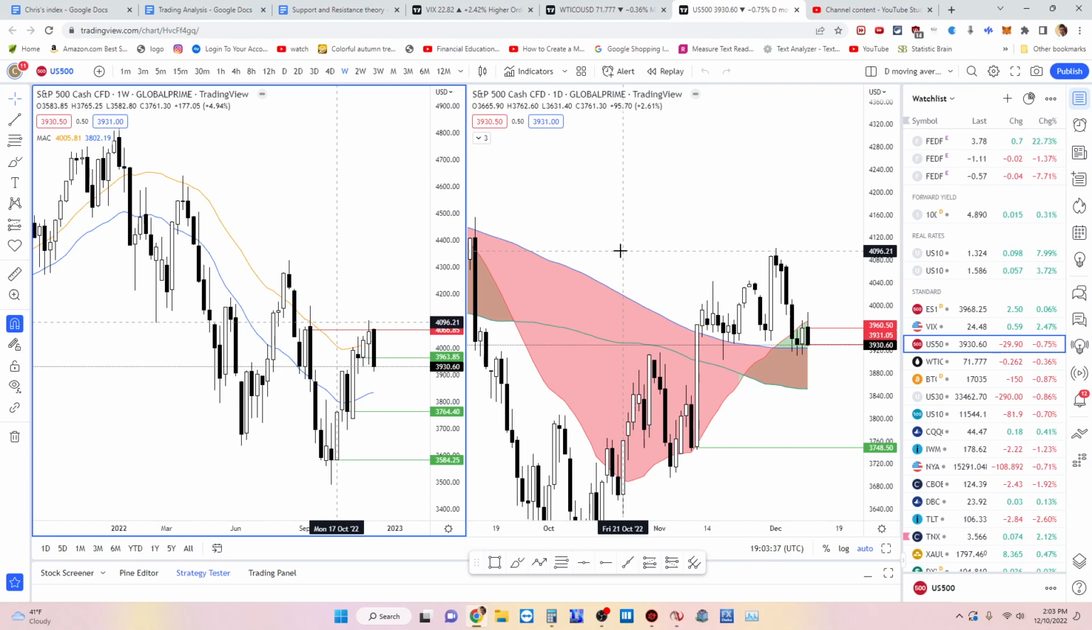And it's more of an institutional bias, of how they would outlook the market. Is it bearish? Is it crossed over? Or is it bullish? It's a quick, at a glance, objective way of looking at the market and its bias.